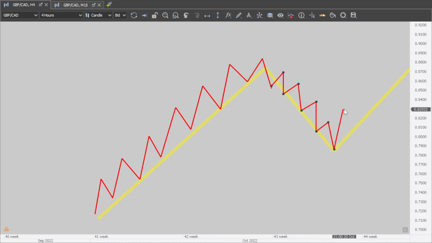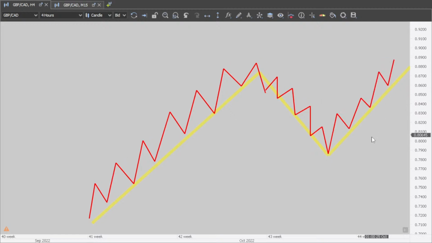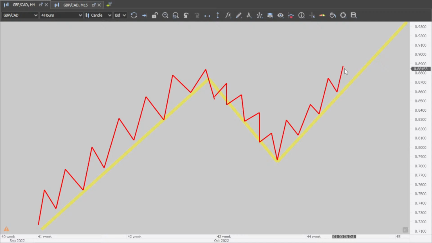So it's going to make a higher high and then it's going to start to make higher highs, higher lows, higher highs, higher lows, higher highs, and it's going to push to the next extension.